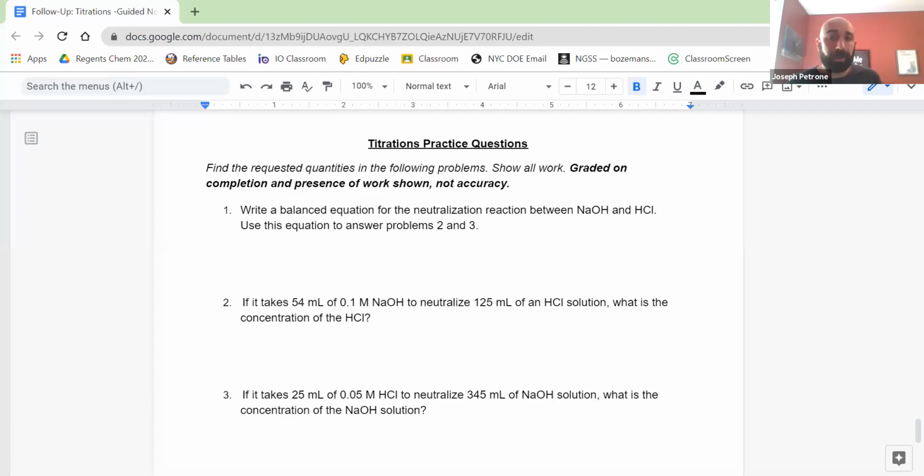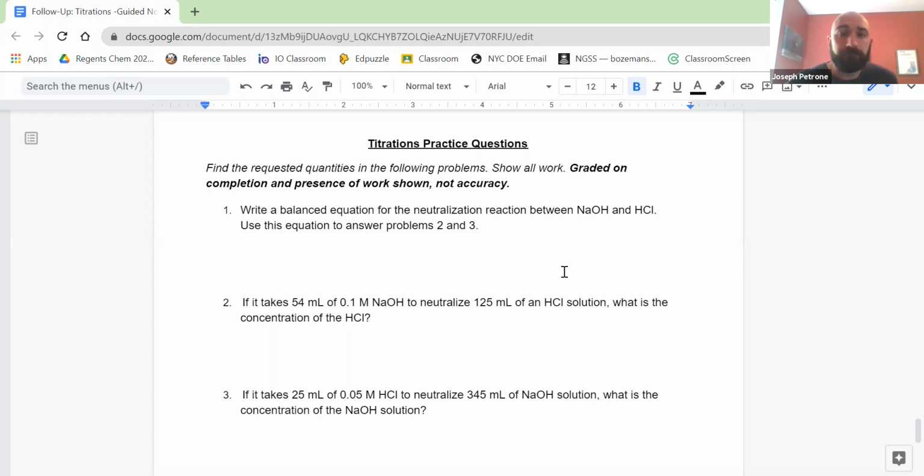All right, I'm going to share my screen and open up the document, and then I'm going to go over how we go through these. Okay, so this should look fairly familiar. Like I said, these are the titration practice questions from your follow-up assignment. So I'm going to go through them one by one.